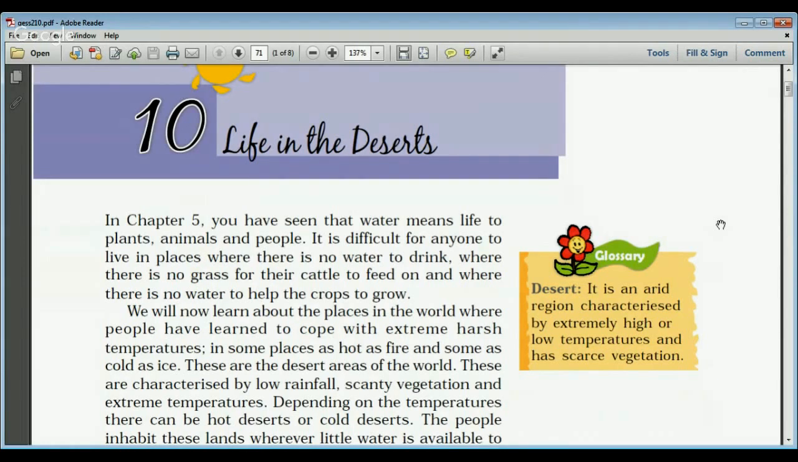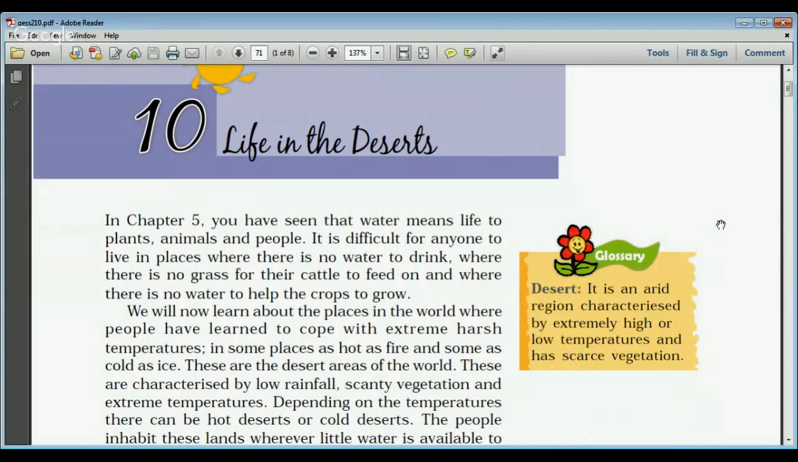Deserts are the places where rainfall is very low to moderate, and it is very difficult for anyone to live in places where there is no water to drink and no grass and no water to help the crops grow. Deserts are regions where water scarcity is very high, and that is why these regions have very scarce vegetation, because vegetation depends on two factors. First is temperature, and second, and most important, is rainfall.